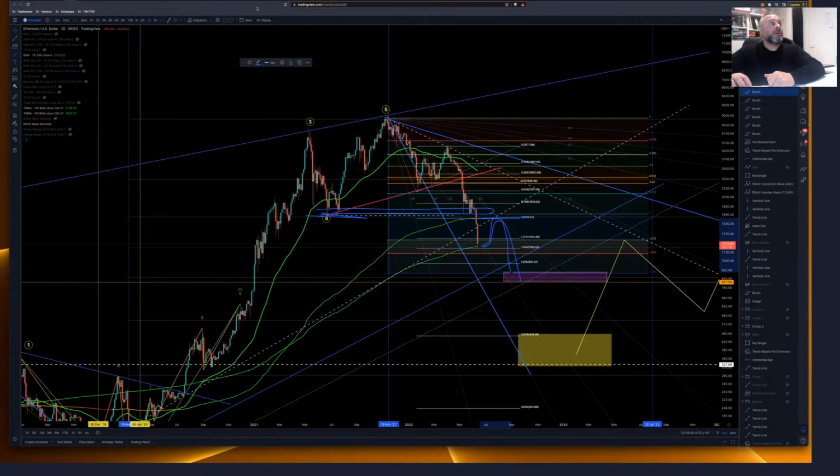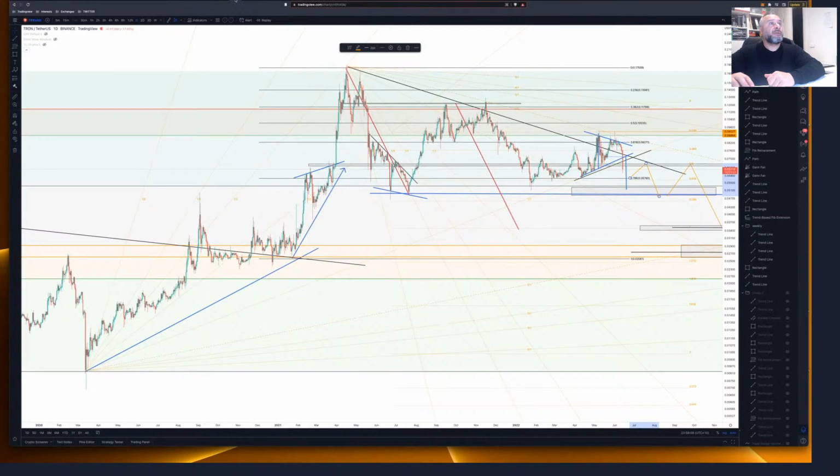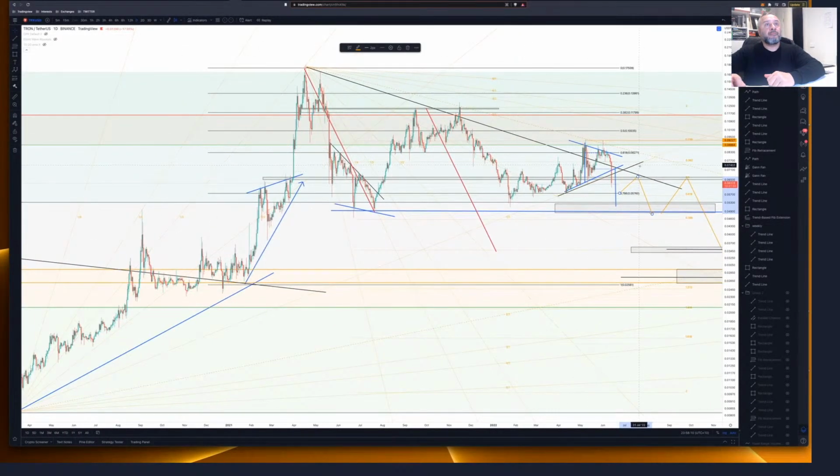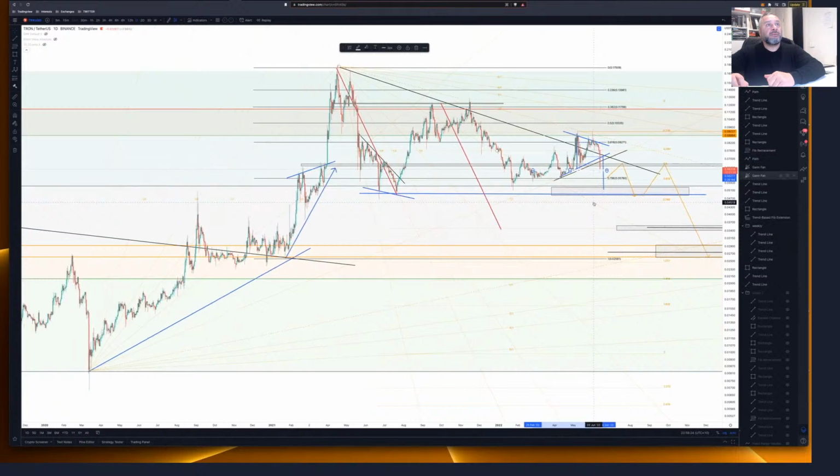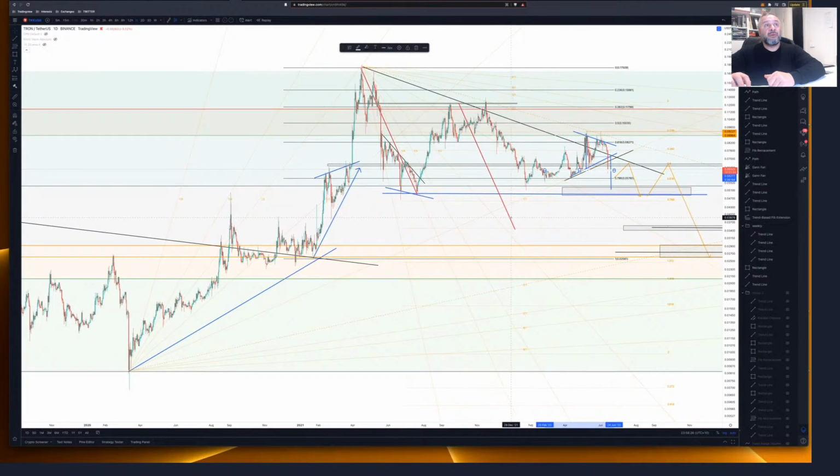TRX. Okay, TRX is dropping. Is it doing this formation? If it's that formation, that's the target. At the moment, it's holding this level here. Okay. So TRX is doing well. The measured move for TRX is this level.